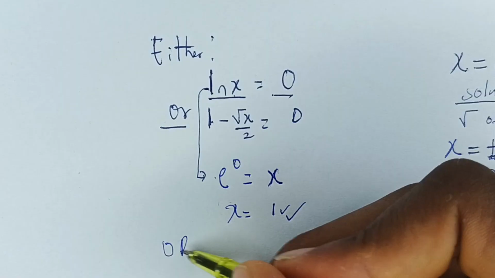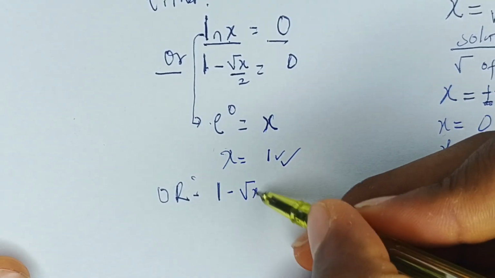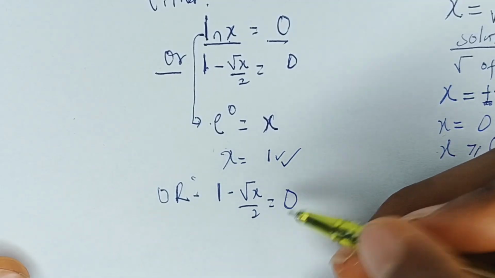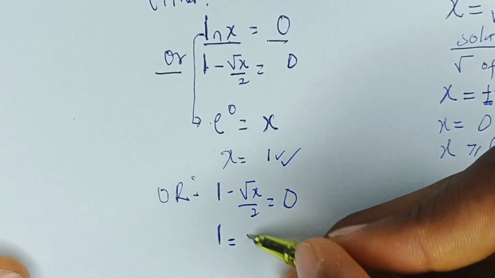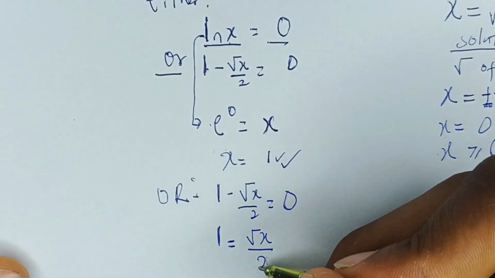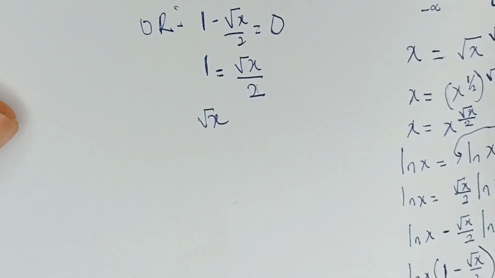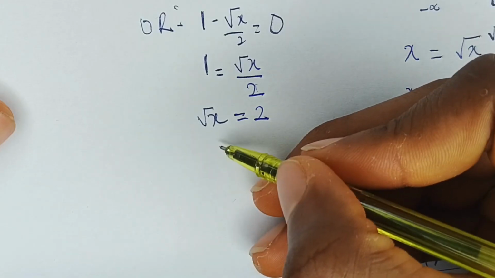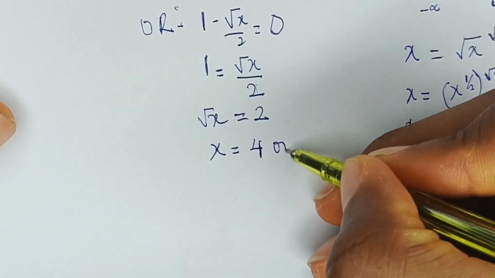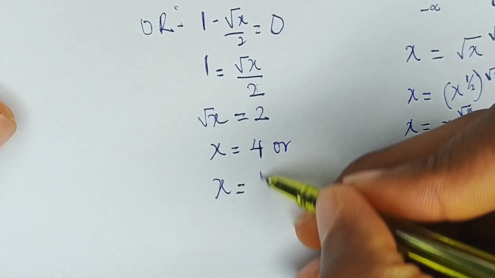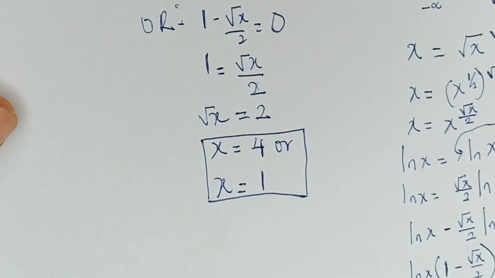Or for this condition, we have that 1 minus root of x over 2 is equal to 0. Hence 1 is equal to root of x over 2. Root of x becomes equal to 2, and then x is equal to 4. Hence x is equal to 4 or x is equal to 1. So these are the two answers for this equation.